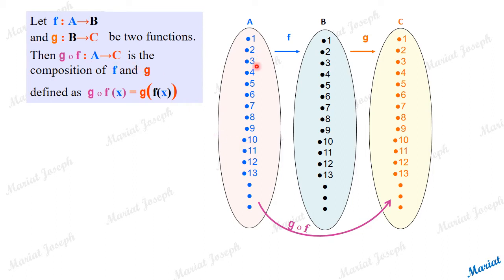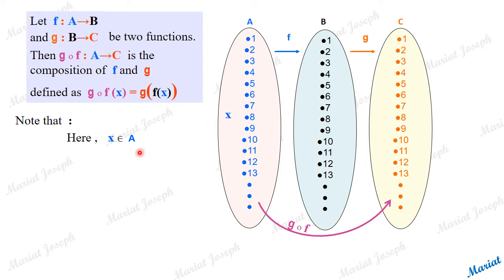For any x of the set A, the image in set C is obtained through this process. GOF of any x is G of f of x. Let's take an element. Say x is in set A. Any x I'm taking in set A. In order to find the image, how do you get it?